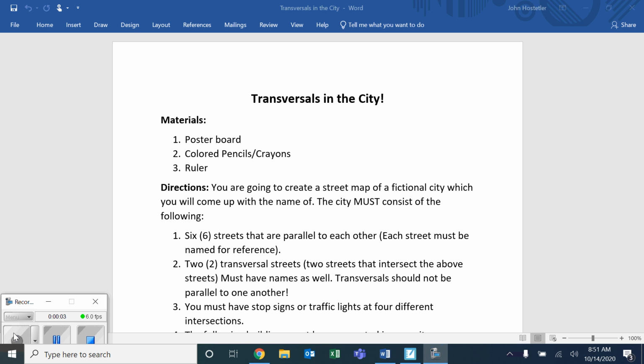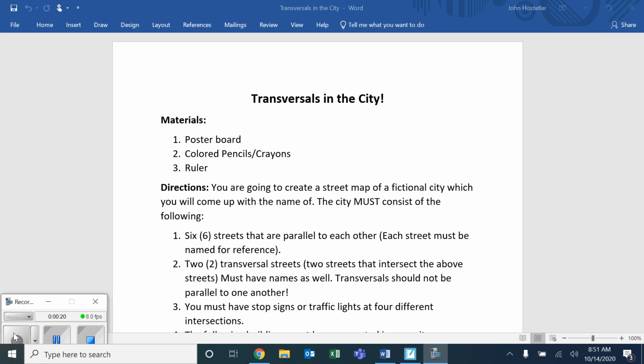Hello. I wanted to go over the Transversals in a City project with you. First off, you're going to need a poster board, or something that's just bigger than an 8.5 by 11 piece of paper. You're going to need some colored pencils or crayons, and you're going to need a ruler because we've got to make sure that we create straight lines.